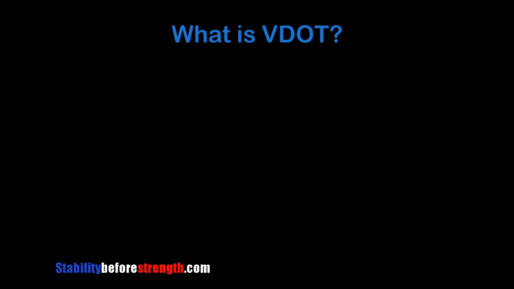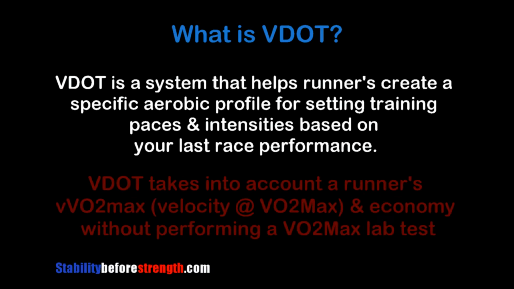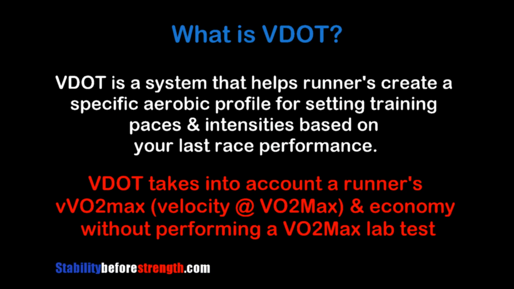What is VDOT? VDOT is a system that helps runners create a specific aerobic profile for setting training paces and intensities based on your last race performance. VDOT takes into account a runner's velocity at VO2 max and running economy without performing a VO2 max lab test.